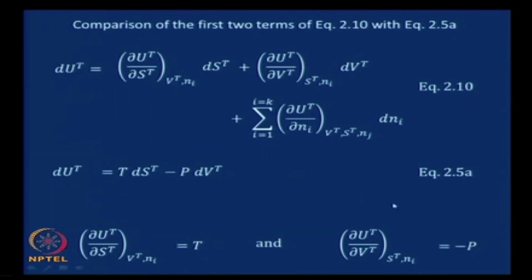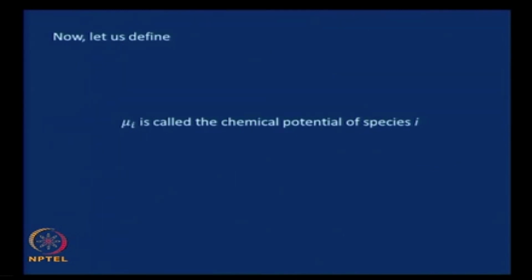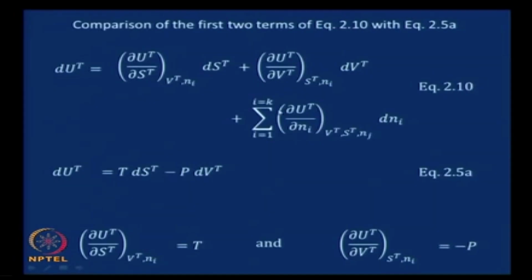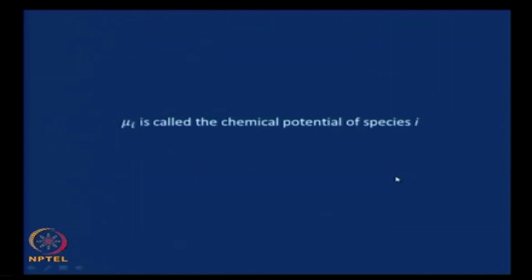Note that this is for a multi-component system and we have compared it with a single component system and we are drawing useful relationships. Now let us look at this quantity a little more closely, dou Ut by dou Ni at constant Vt, St and Nj. Let us define that quantity, dou Ut by dou Ni at constant Vt, St and Nj, as something called mu i, where mu i is actually called the chemical potential of species i. Note this term chemical potential, this is going to be a very important intrinsic variable in this entire course, so please take note of this.